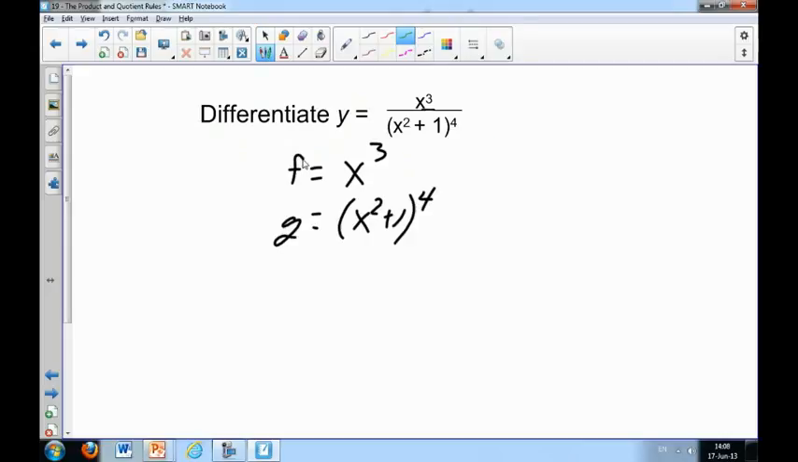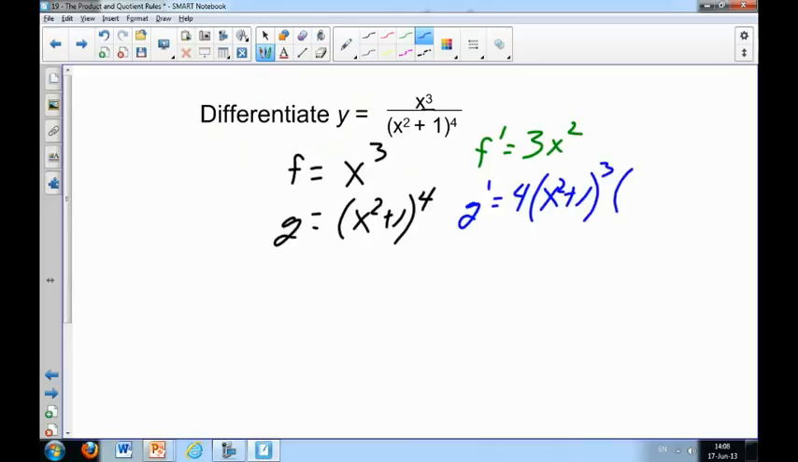Now, our f prime, of course, is going to be 3x squared, and our g prime is going to be 4 times x squared plus 1 to the third power times the derivative of what's inside, which is 2x. Now we can use our formula. That is g f prime minus f g prime all over g squared.